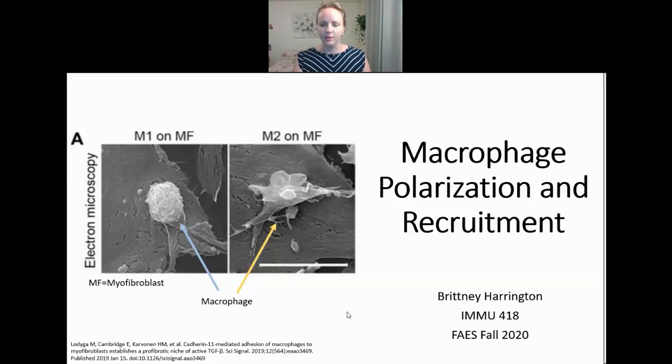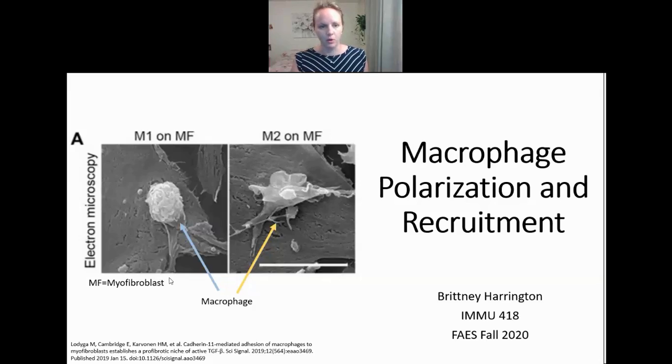Hello and welcome to the MU 418 lecture about macrophage polarization and recruitment. I'll be talking about how macrophages can be polarized to different phenotypes to promote or inhibit cancer. And in this image on the left, it's electron microscopy of two macrophages.